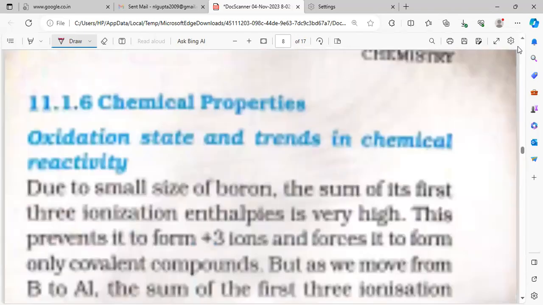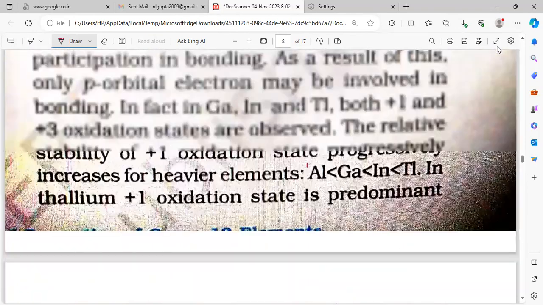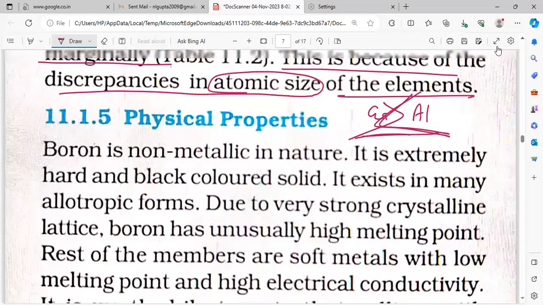If you want to see the values, here you can see the electronegativity. Here it's 2, that is okay. Then 1.5, but here you see 1.6. So discrepancies are there that you need to see. They are not going to ask all the exceptions, only boron, gallium and aluminum they ask.